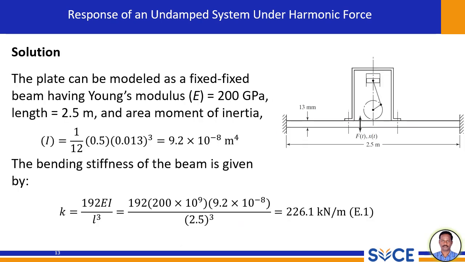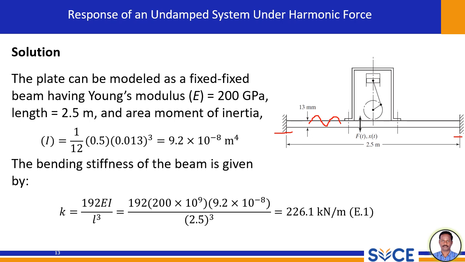Now, let's proceed with the solution to determine the amplitude of vibration of this plate. First, we model the plate as a fixed beam. It is a reasonable assumption given that the plate is clamped along two edges. This model allows us to use beam bending theory to determine the plate stiffness.